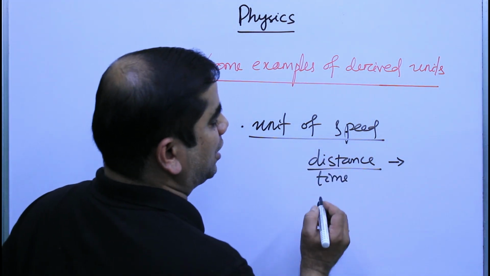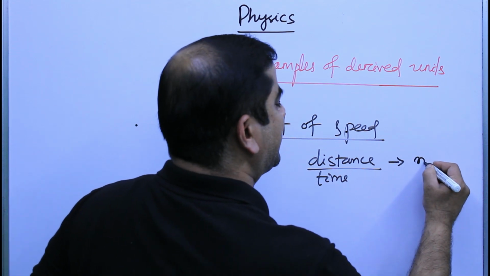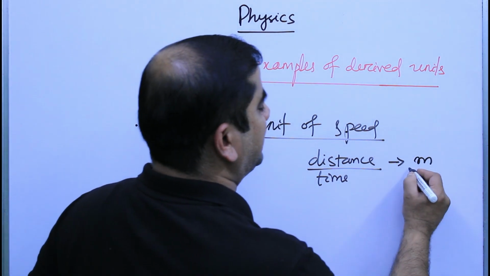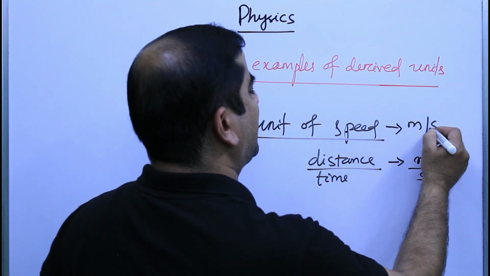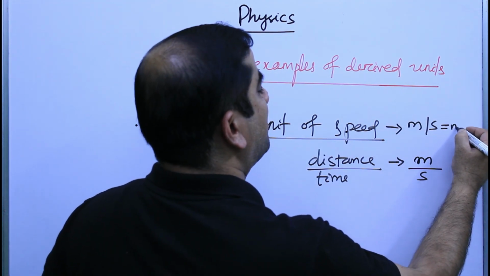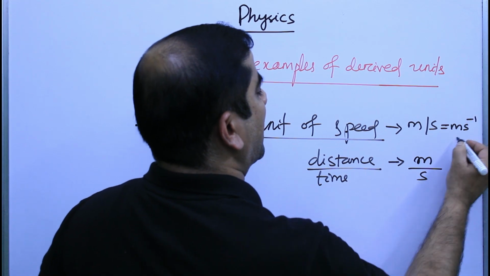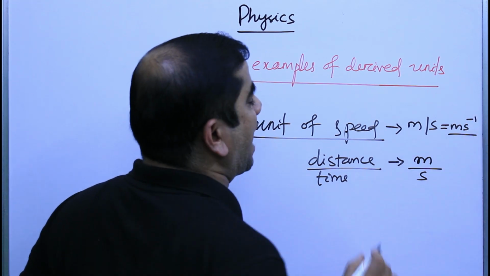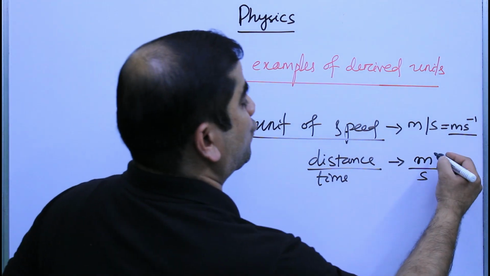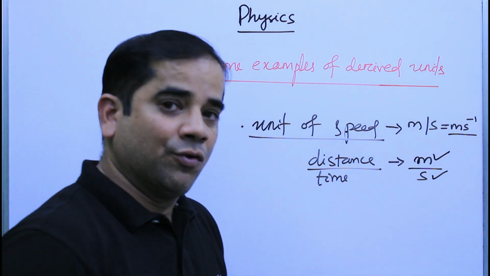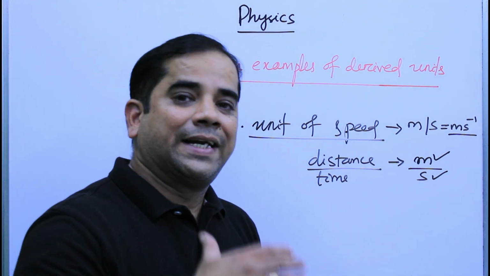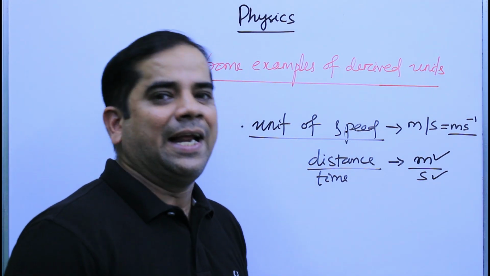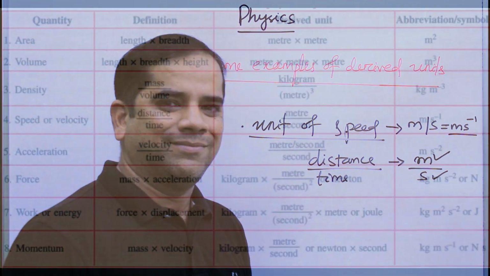So what is the SI unit of length? That is meter, and the SI unit of time is second. So the unit of speed is nothing but meter per second, or it is also written as meter second to the power -1. So this is a derived unit, which is the combination of two fundamental units. Okay, we can have many more examples like this. So the derived units are listed in the following table.